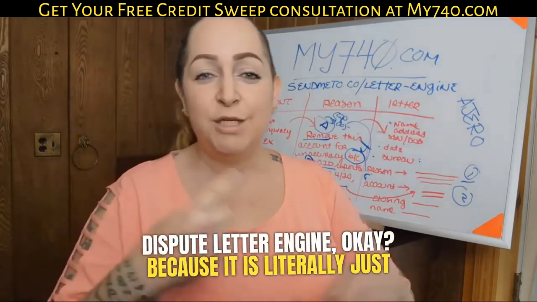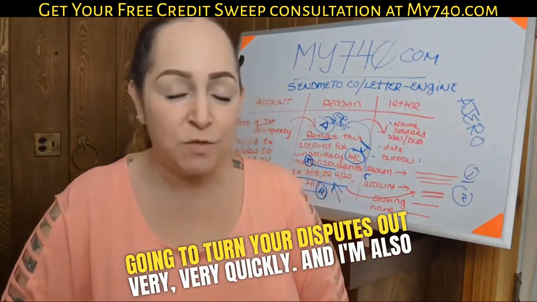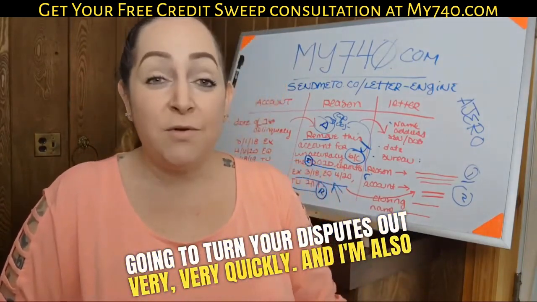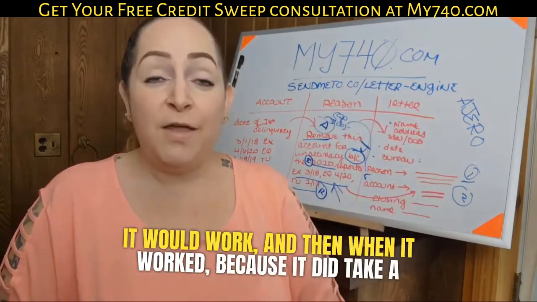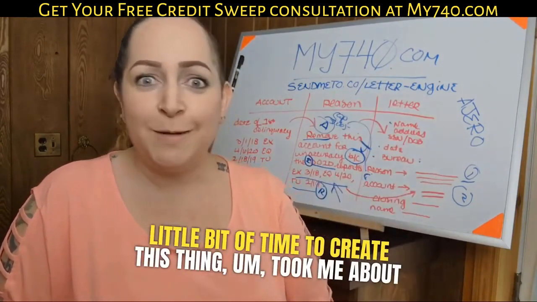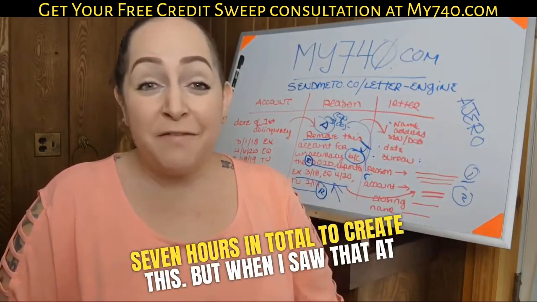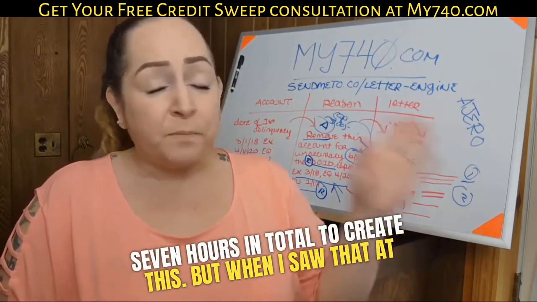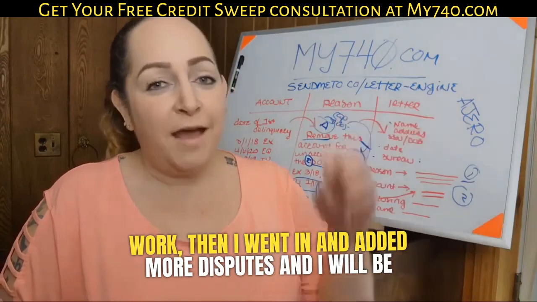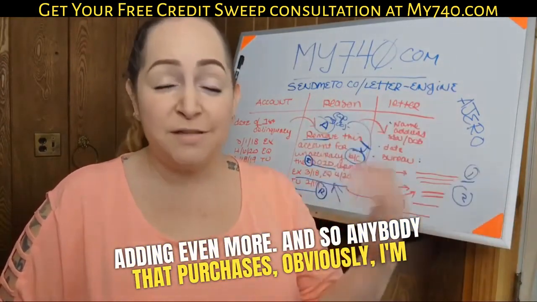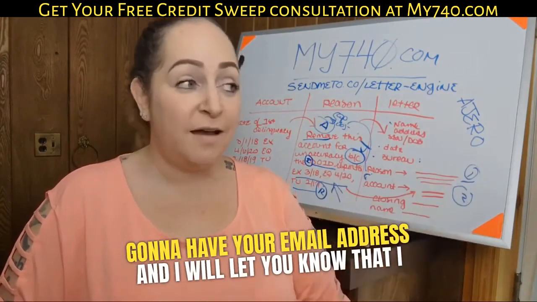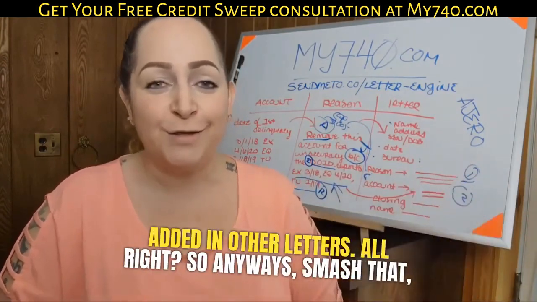Because it is literally just going to turn your disputes out very, very quickly. And I'm also adding in other disputes. First of all, I wanted to see if it would work. And then when it worked, because it did take a little bit of time to create this thing, it took me about 7 hours in total to create this. But when I saw that it worked, then I went in and added more disputes, and I will be adding even more. And so anybody that purchases, obviously, I'm going to have your email address, and I will let you know that I added in other letters, all right?